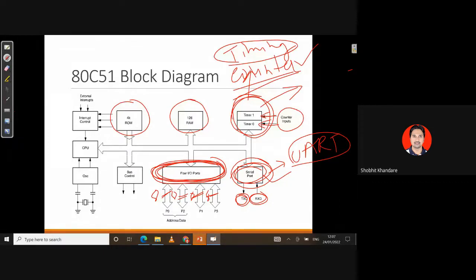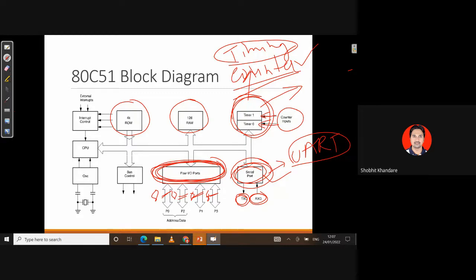P क्यों बोला है? Because parallel transmission. Parallel क्यों है? क्योंकि पोर्ट 0 8 बिट का है, पोर्ट 1 8 बिट का है, पोर्ट 2 8 बिट का है, पोर्ट 3 8 बिट का है. तो अगर मुझे 8 बिट ट्रांसमिट करना है, तो मैं ये चारों में से एक पोर्ट ले सकता हूं. और अगर दूसरे पोर्ट में से मुझे रिसीव करना है 8 बिट, तो मैं बाकी के तीनों में से एक ले सकता हूं.